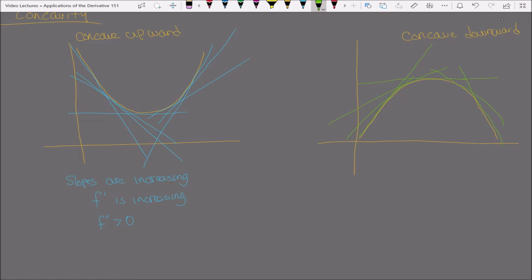In all of these cases, as we move left to right, the slopes are decreasing, which means that f prime is decreasing, or f double prime is less than 0 for the same reason as when we looked at the increasing case. Well, this gives us a definition for concavity then.